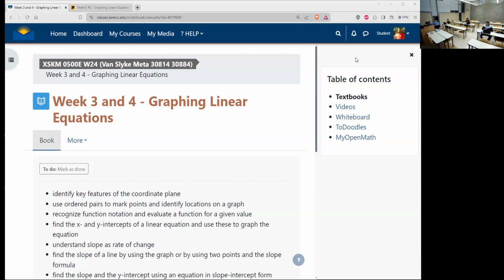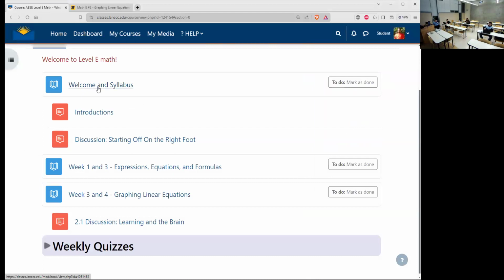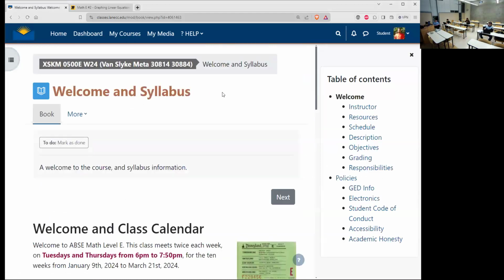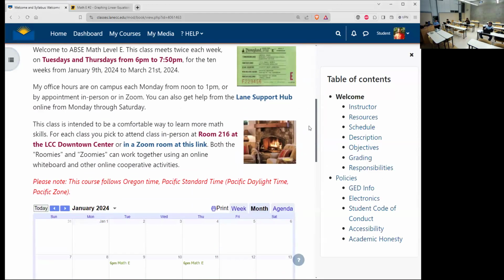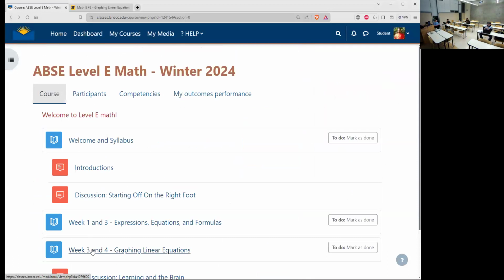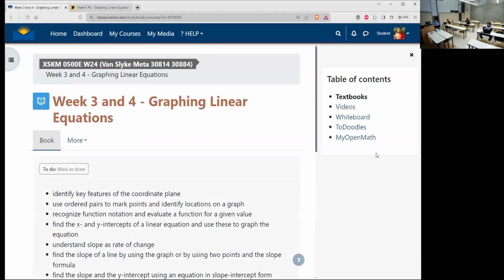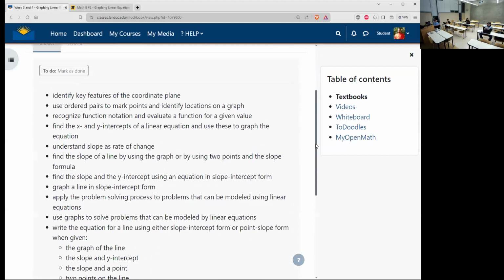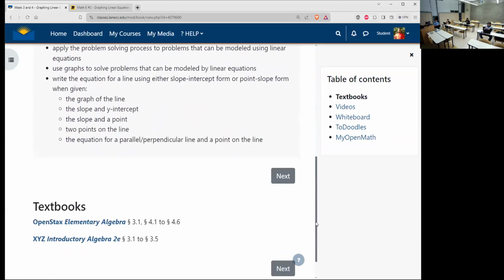I'm doing a quick thing in Moodle about these blue books, the welcome and syllabus. If you haven't looked at it yet, please do, especially since the support hub for tutoring and our classroom Zoom are right there above the calendar as links. And then we are in week 3, so we want to go to the week 3 book. The books always have textbooks, videos, whiteboard, to-dos, my open math. At the top, there's the list of which GED salad bar math topics we care about now.